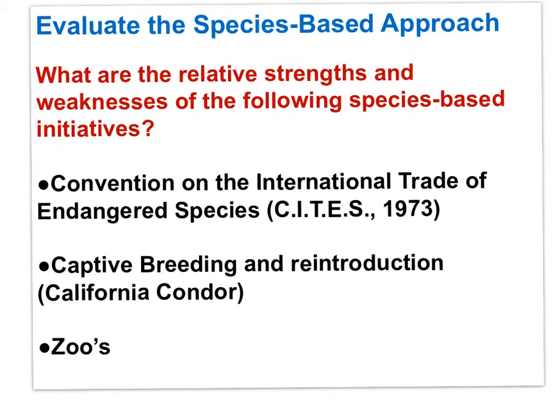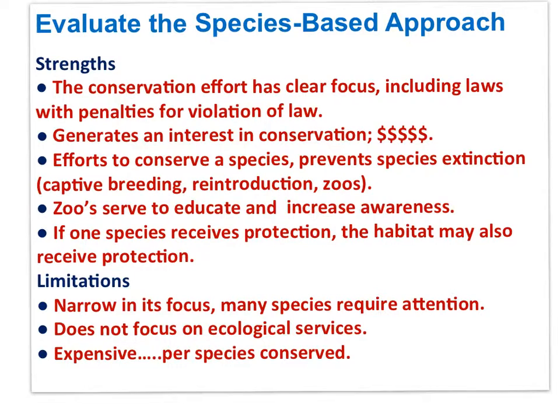So in an attempt to evaluate the species-based approach toward conservation, I ask, what are the relative strengths and weaknesses of the following species-based initiatives? The Convention on the International Trade of Endangered Species, known as CITES, captive breeding and the reintroduction of organisms to the wild, and zoos. Here is a slide that I presented earlier evaluating the species-based approach to conservation. I'll let you study this slide on your own.